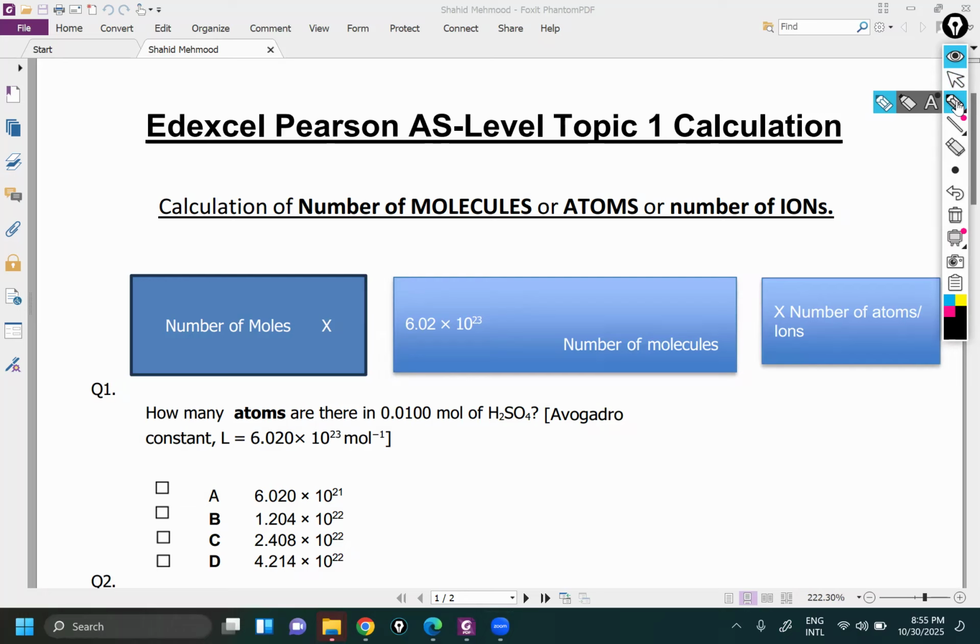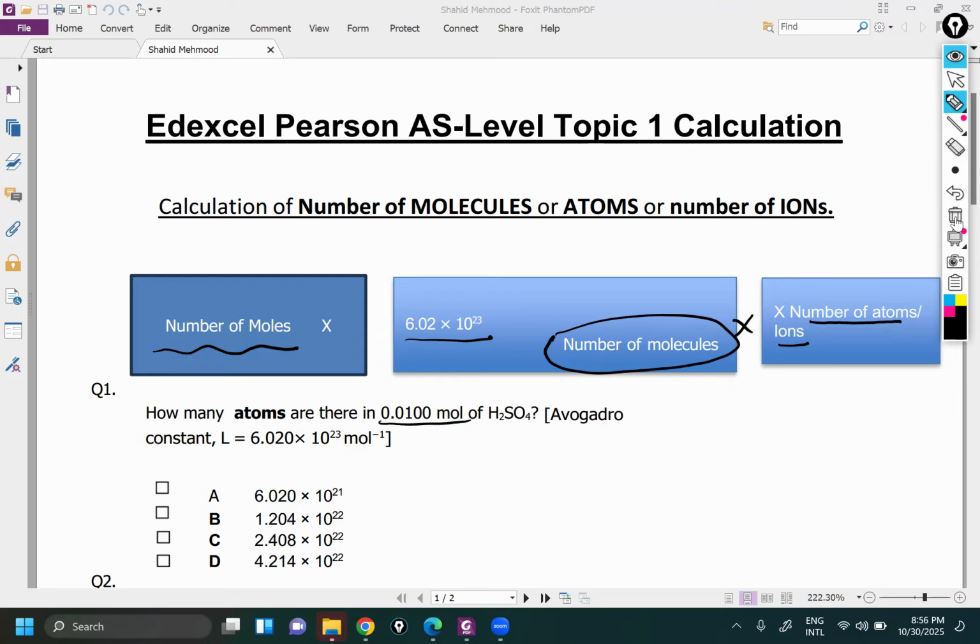Let's come to the question. But before going to the question, the first box, we always represent moles. We write it for mole. If the mole is already given, it's very good. But if the mole is not given, then we will find out mole first. After finding the moles, we will multiply this by the Avogadro's constant, Avogadro's number, 6.02 times 10 raised to the power 23. So we will get the number of molecules. If they are asking for the number of atoms or number of ions, then we will multiply it with the given number of atoms or ions in the given compound.